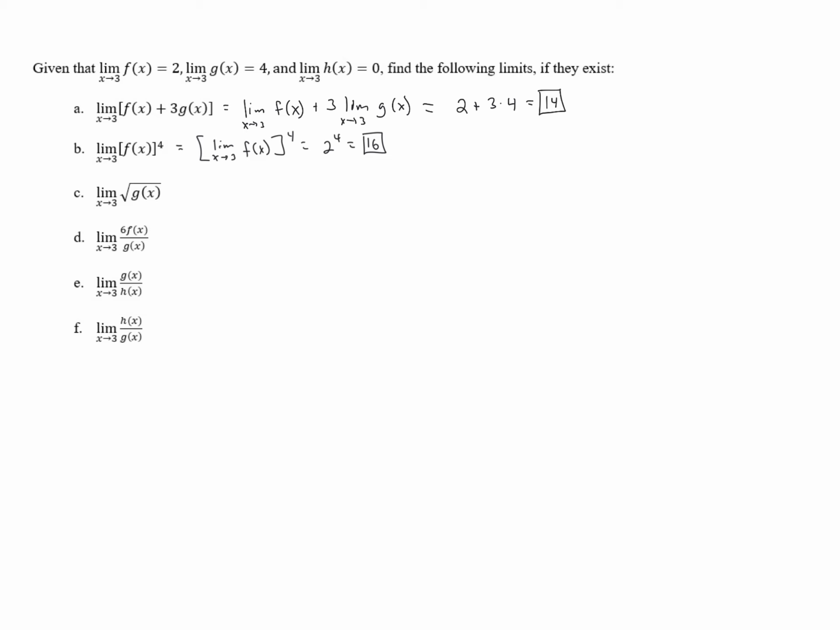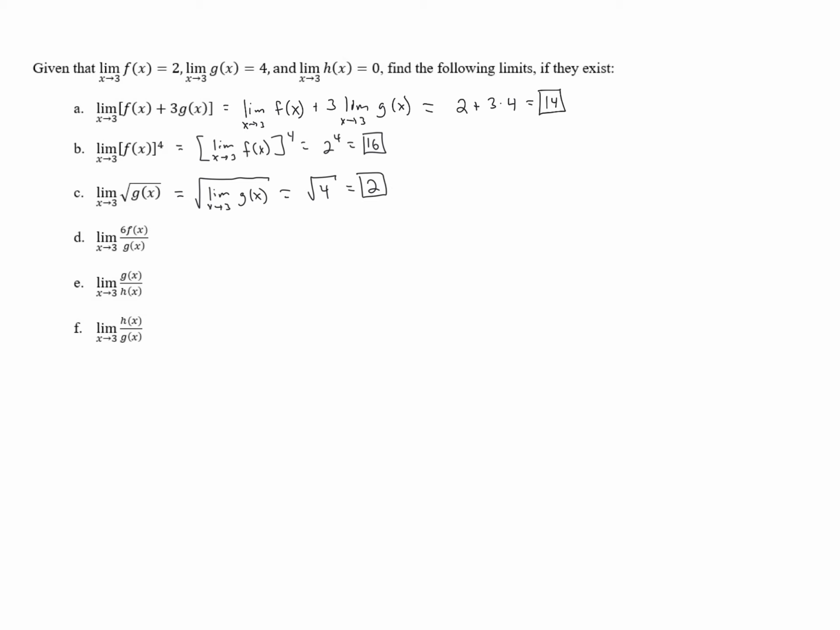For part C, we know we have a rule that says if we have the limit of the square root of a function, we can rewrite that as the square root of the limit. So we're going to put the limit on the inside of the square root. And then we can evaluate that limit first. We know the limit as x approaches 3 of g of x is 4. So this will be the square root of 4, which is just 2.